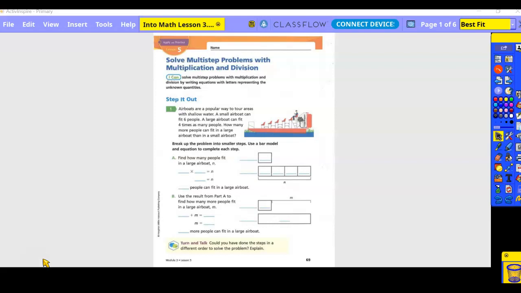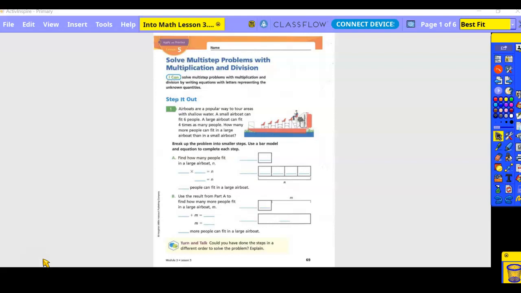Multi-step problems with multiplication and division by writing equations with letters representing the unknown quantities. Step it out. Number 1, airboats are a popular way to tour areas with shallow water. A small airboat can fit 6 people. A large airboat can fit 4 times as many people. How many more people can fit in a large airboat than a small airboat?